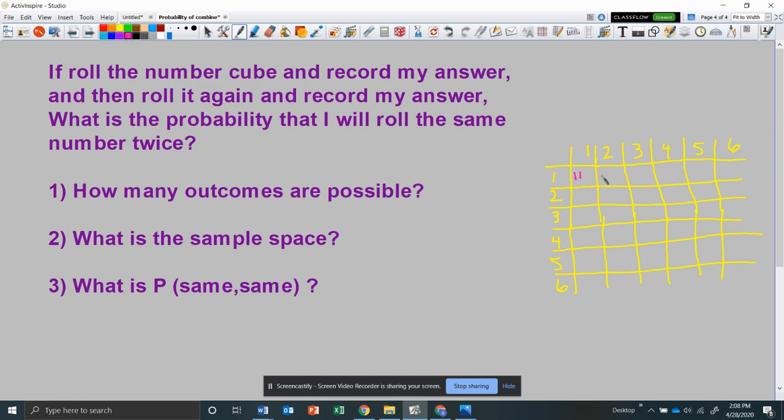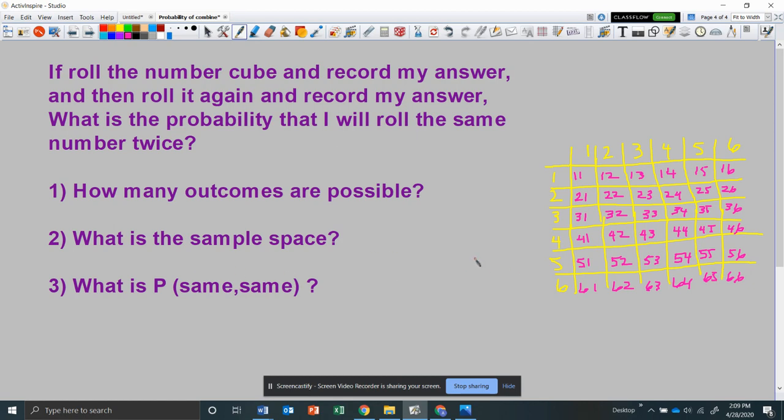This is 1, 1, 1, 2, 1, 3, 1, 4, 1, 5, 1, 6, 2, 1, 2, 2, 2, 3, 2, 4, 2, 5, 2, 6, 3, 1, 3, 2, 3, 3, 3, 4, 3, 5, 3, 6, 4, 1, 4, 2, 4, 3, 4, 4, 4, 5, 4, 6, 5, 1, 5, 2, 5, 3, 5, 4, 5, 5, 5, 6, 6, 1, 6, 2, 6, 3, 6, 4, 6, 5, 6, 6.